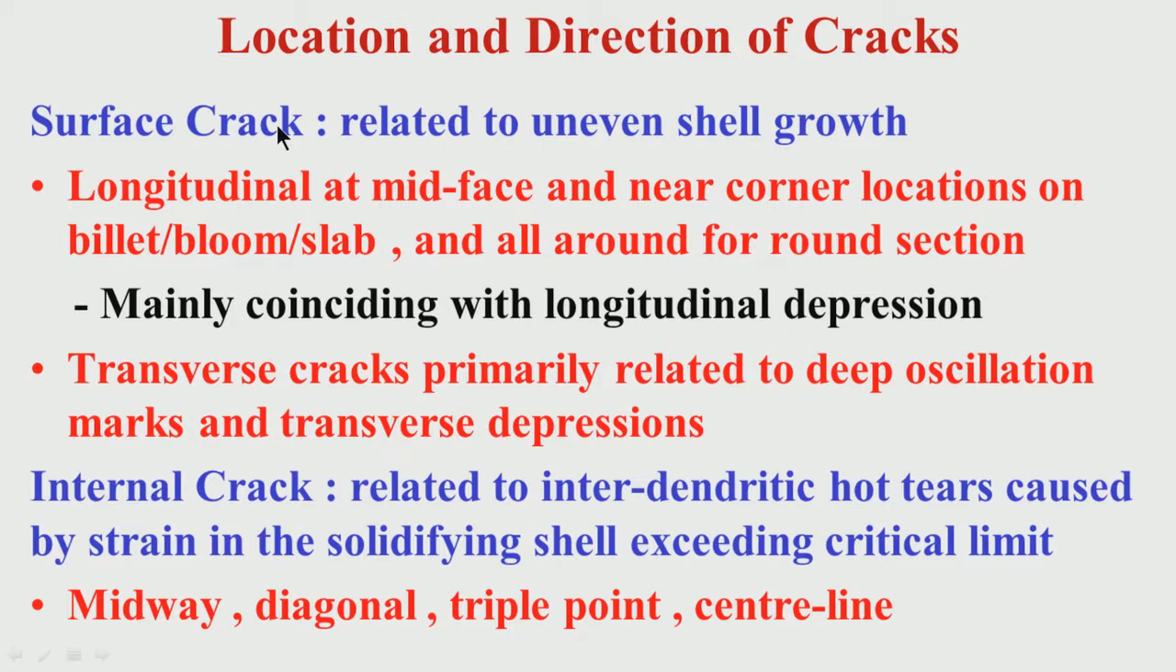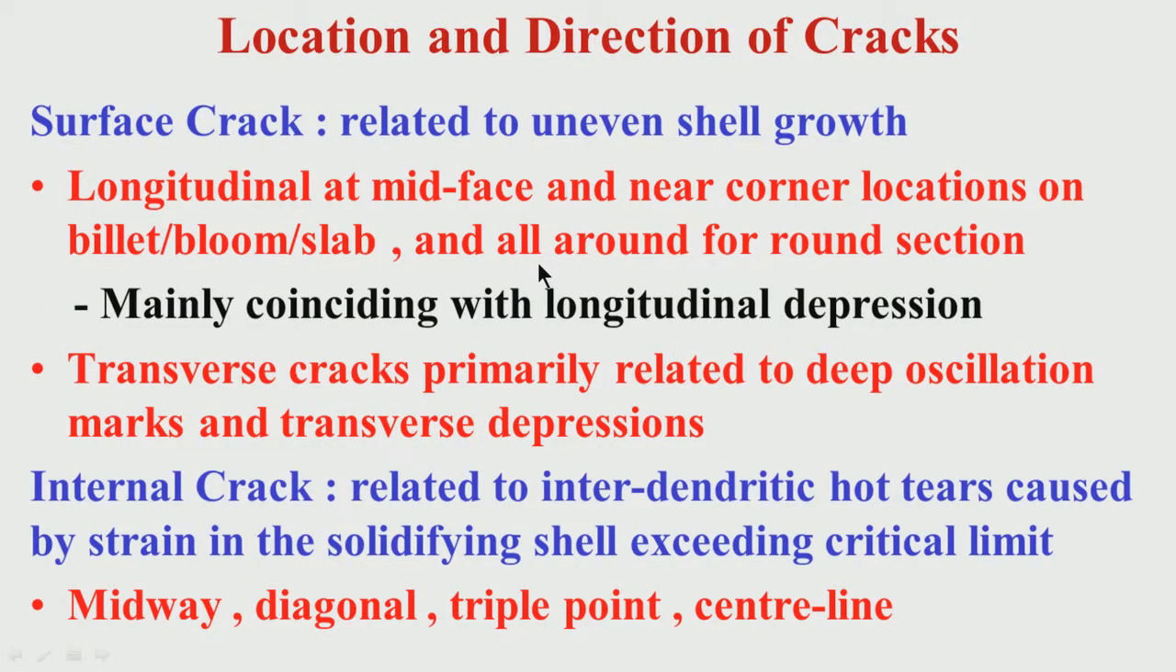One is the surface crack, which is visible on the surface of the cast product, which is billet, bloom or slab or rounds. Another is the internal crack, which normally you cannot see unless you take a sectional view of the cast product. That means you have to cut the product, whether it is billet, bloom, round or slab, in the cross section to have a view at the internal cracks. So surface cracks you can see on the surface of the cast products, so straight away you can have some idea of it, but for internal cracks normally you have to take a sectional view.